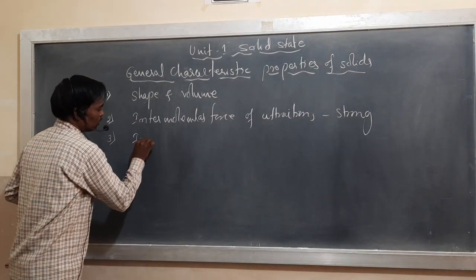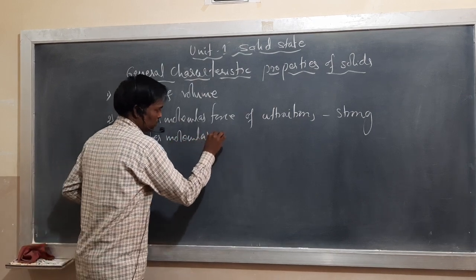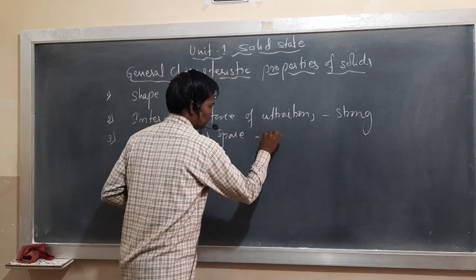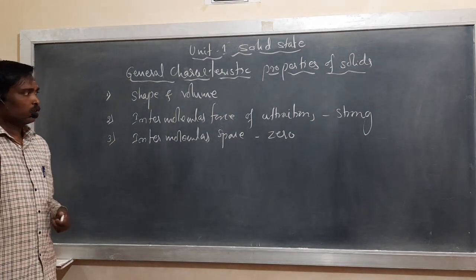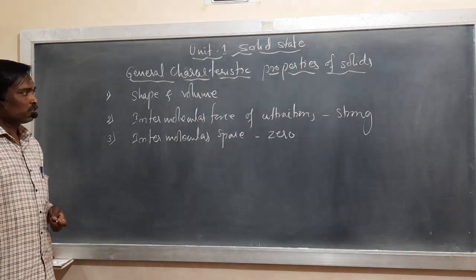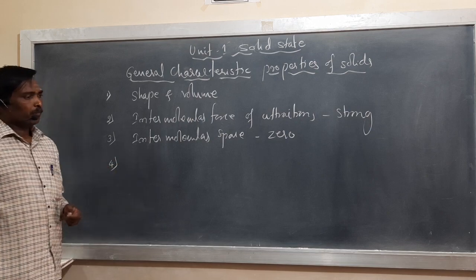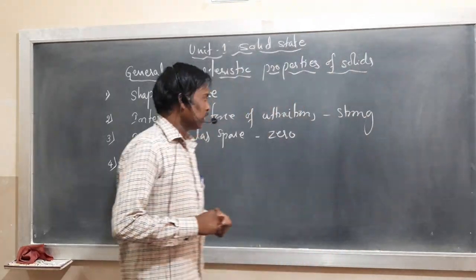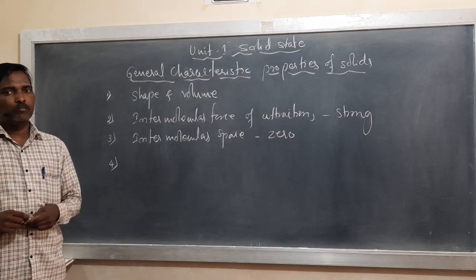The third general property is that the intermolecular space or the empty space present between the molecules is nearly zero. There is no intermolecular space between the molecules, but there are some voids present, which we will discuss later. Next, the fourth property. Students, because of the intermolecular force of attraction and the intermolecular space which is zero, solids are incompressible.